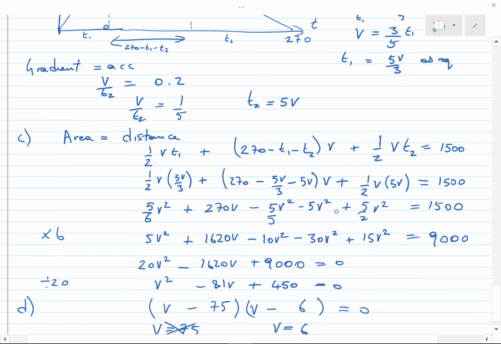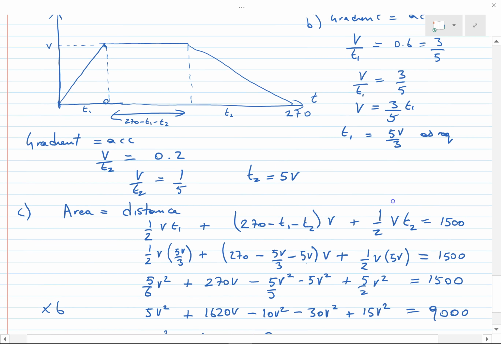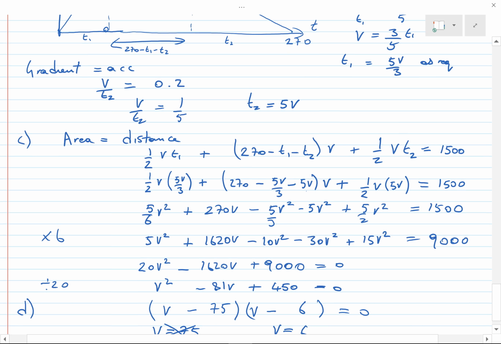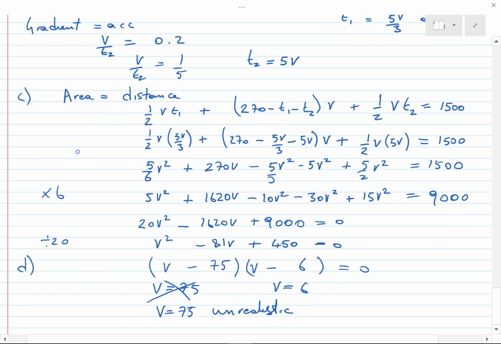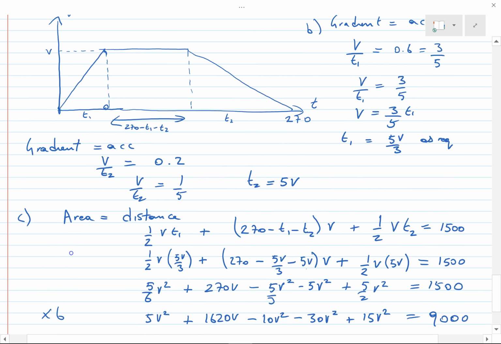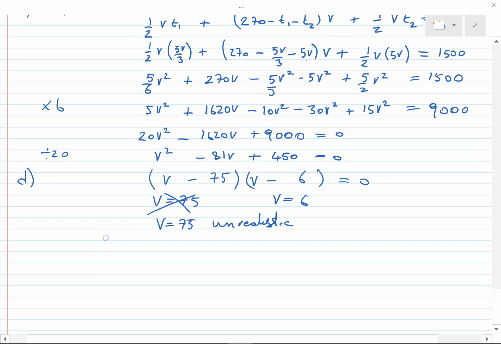That's okay. If you look at it, there are other things you might observe here: there's no way that you could have fitted in v here. This would have been negative for t3, for this time here. But anyway, it's unrealistic, and that's enough of that. So v equals 6 is the answer. Okay, so one more question to go.